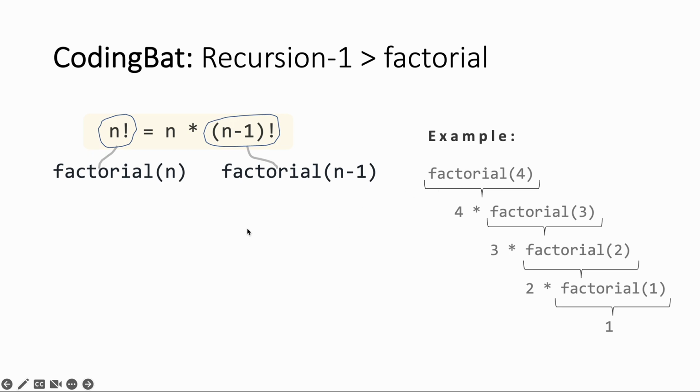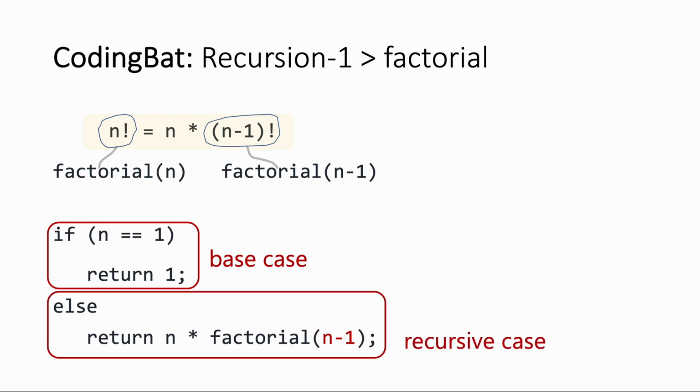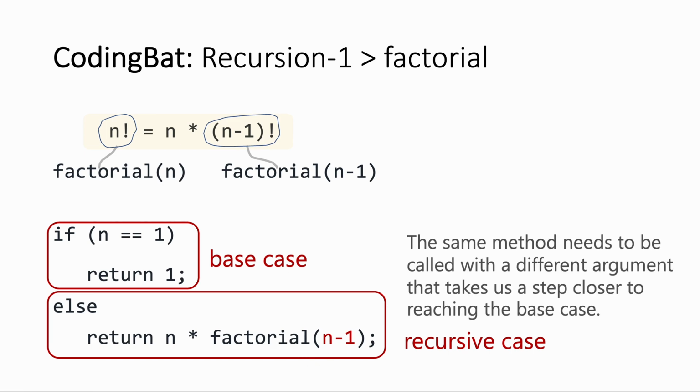Now let's look at how the code could look. Here you can see we have a base case. If my n is 1, then return 1. Don't call factorial anymore. But otherwise, return n times factorial. Now importantly, we don't just call factorial with n again. We did this already. If we keep calling it with the same argument, we keep doing that forever. We don't get any closer to the base case. We need to call it with something else, with a different argument that takes us a step closer to reaching the base case. In our case, that is n minus 1 because we have positive numbers and we want to bring them down to 1.